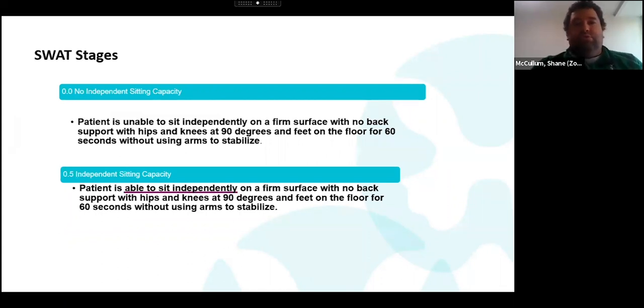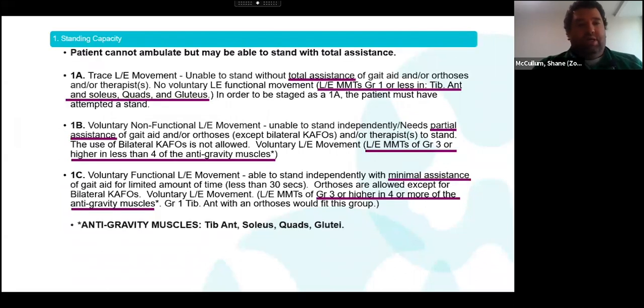And then moving on to the ones. So there's 1A, 1B, 1C. If we can go to the next slide, perfect. So these are individuals who would be able to stand with assistance, but are unable to take steps at this point. And I just want to point out, as you go through, you'll see that we mention anti-gravity muscles. Those are the tibialis anterior, soleus, quadriceps, and glutei on each leg. So there's actually 8 muscles that we're assessing for this.